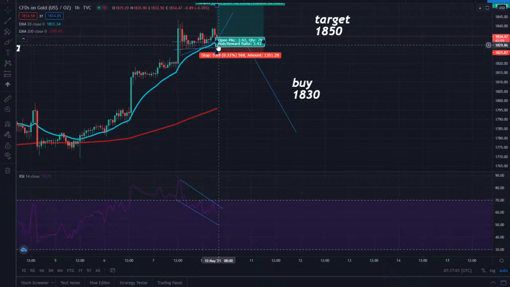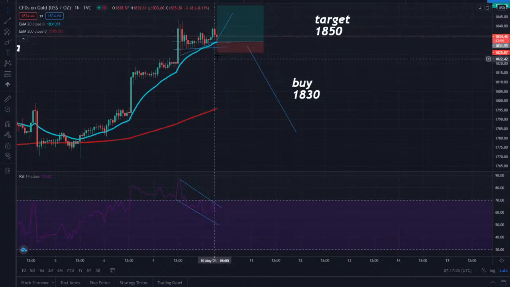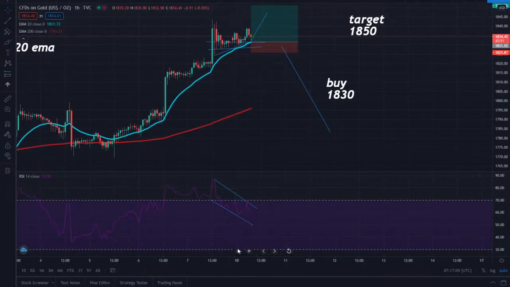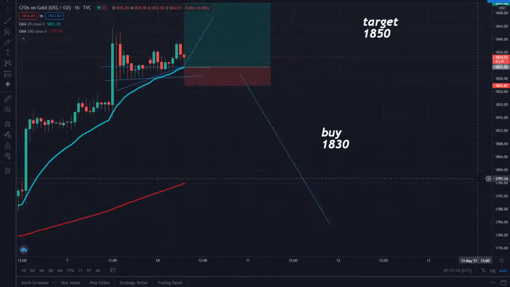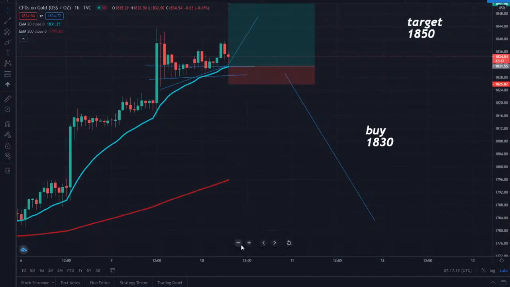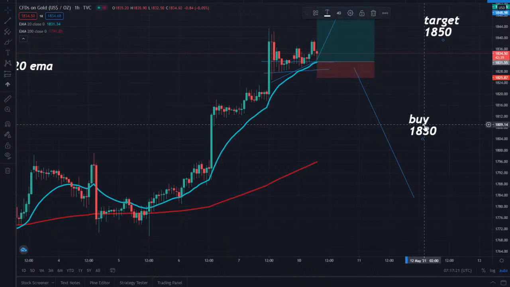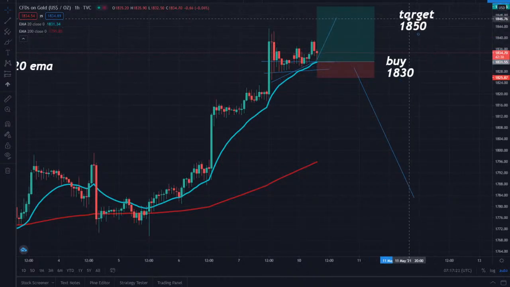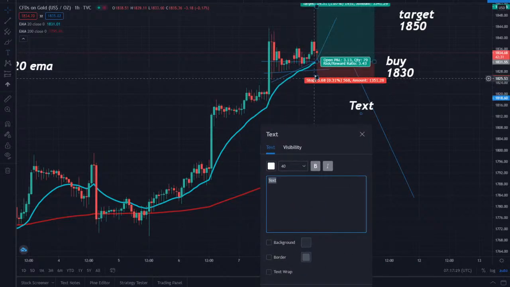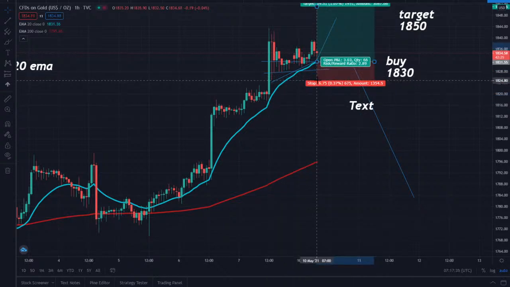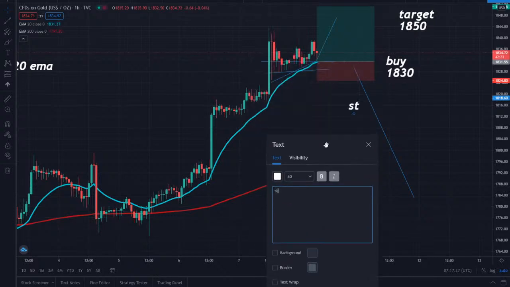So you would have a 3.4 risk reward ratio. If you want to enter the trade right now, I would still wait for kind of a bullish confirmation to see if it works out. Well, let's make this smaller. Buy entry, target. Let's put a stop loss at around what is it? 1824 maybe. 1824.